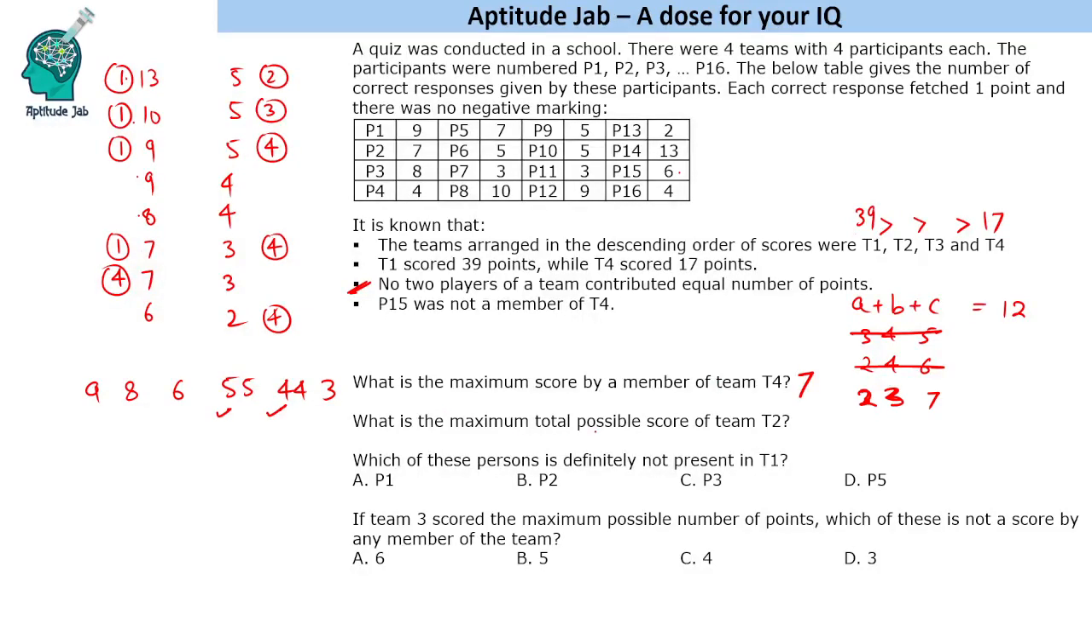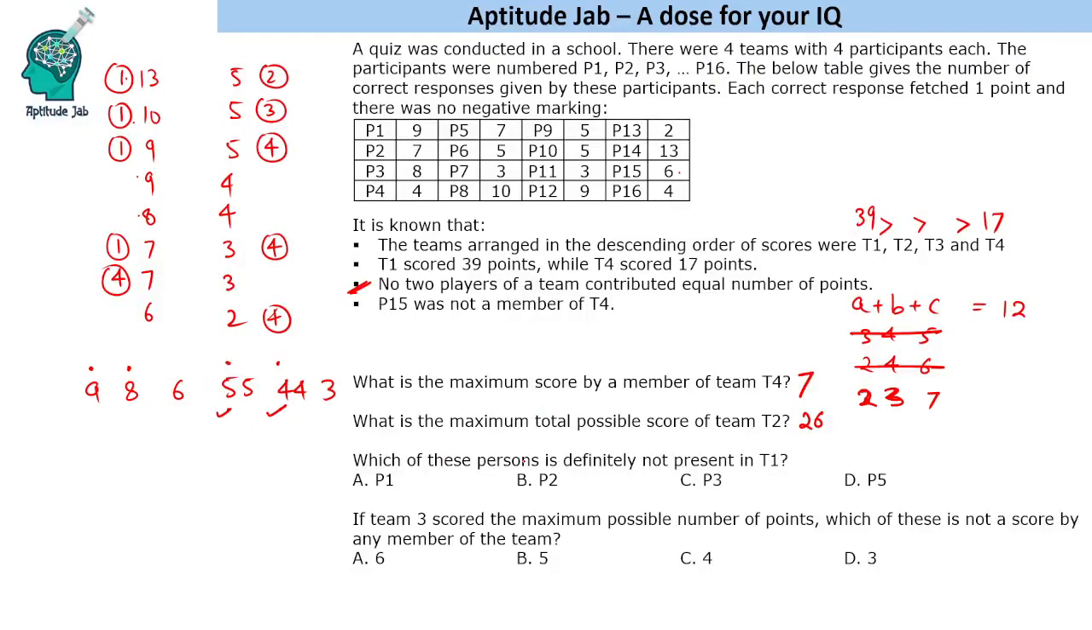What is the maximum total possible score of team 2? So team 2 total possible score is 9, 8. Then we will have 5 and 4 compulsory. So 17 plus 9, 26 is the maximum possible score.